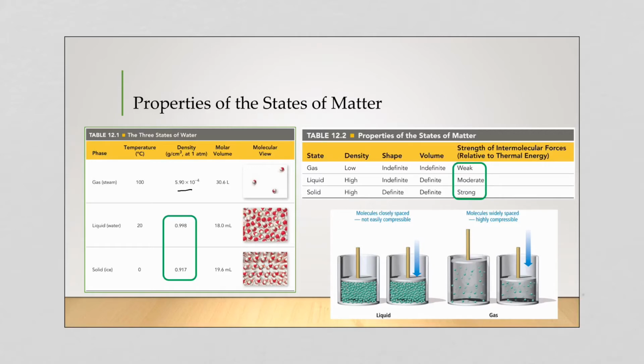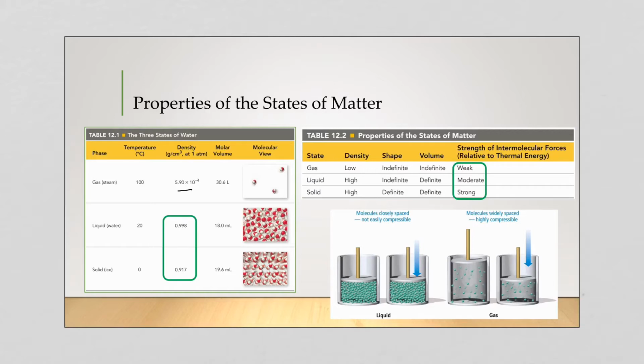Sometimes we say gases don't have any intermolecular forces, right? They don't stick to each other under the kinetic molecular theory. A lot of empty space. Whereas solids and liquids have these intermolecular forces. Now, we might say that in a liquid, they're going to be moderate strength. In the solid, they're going to be even stronger, right?